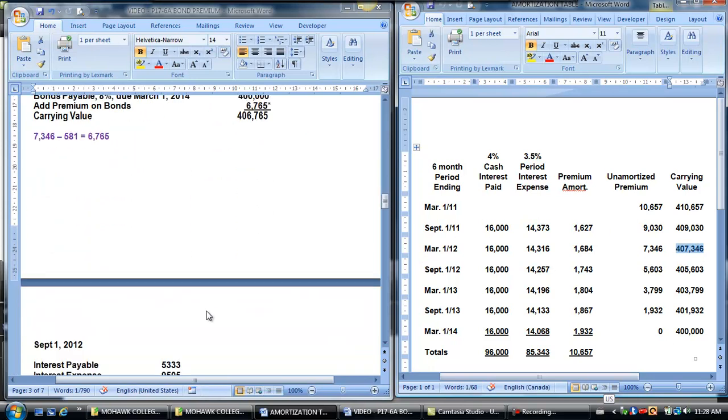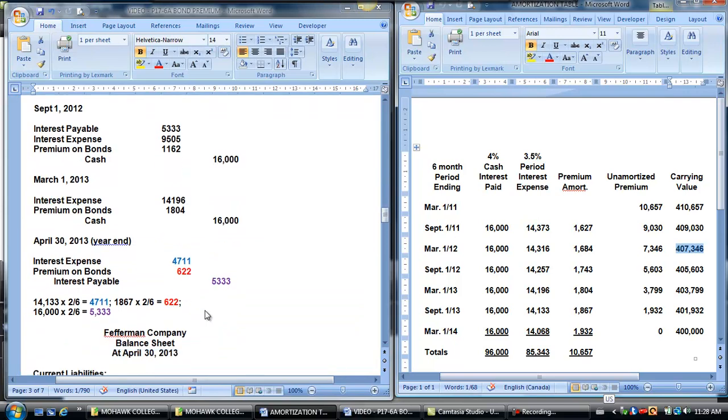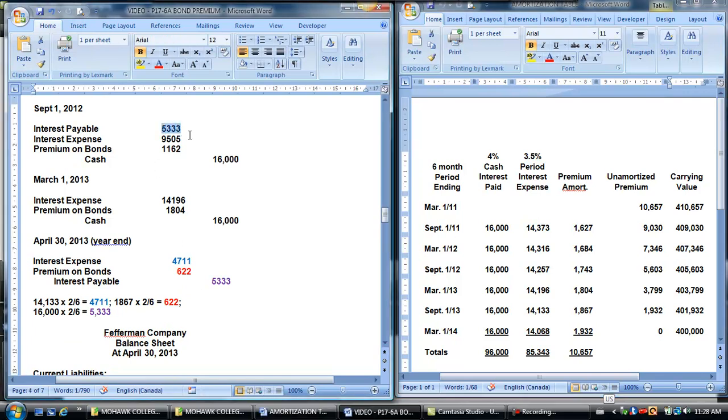All right, now let's move on to what the entry would look like when we pay the interest at the next interest payment date. Given that at April 30th we accrued this interest payable, we're now going to pay it down. It's part of the $16,000 payment. But we also need to make sure that we include the rest of the interest expense and the rest of the premium on the bond.